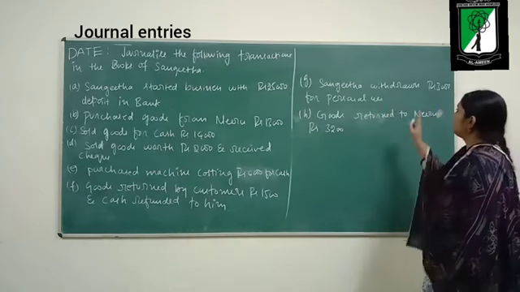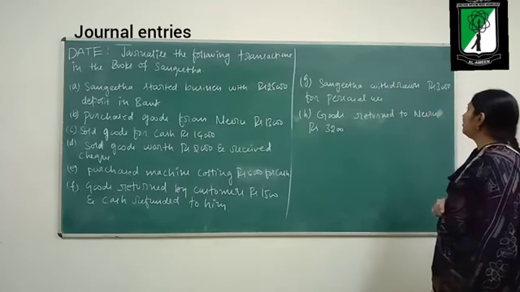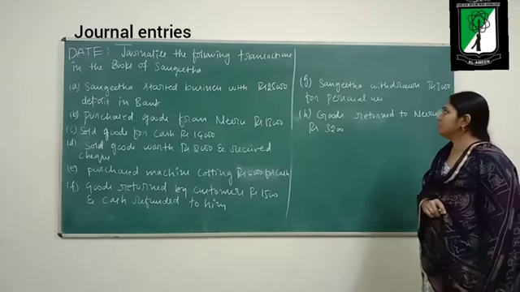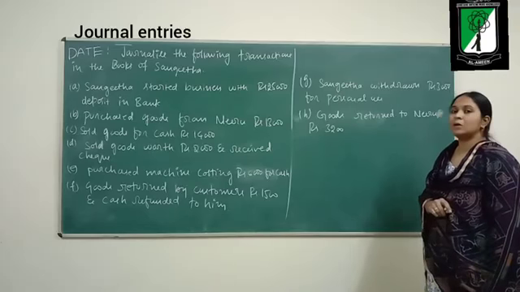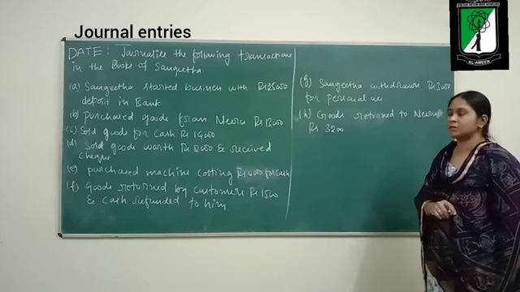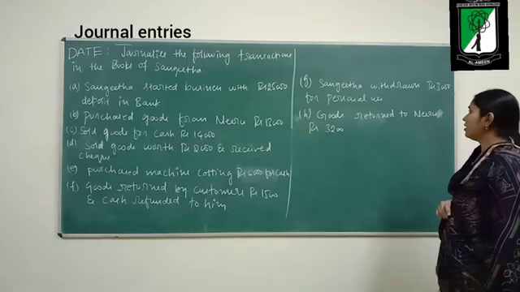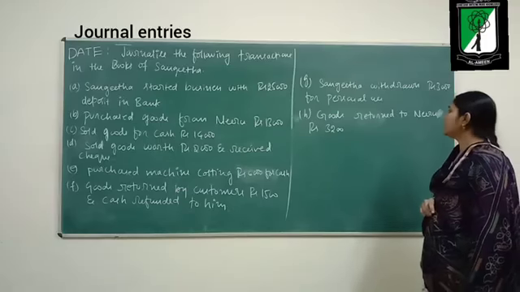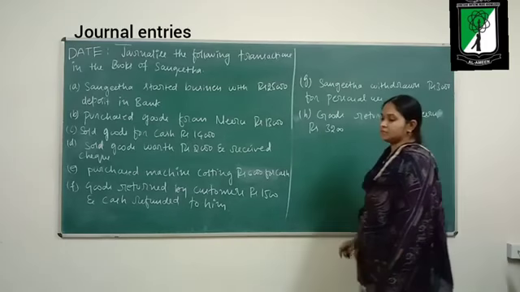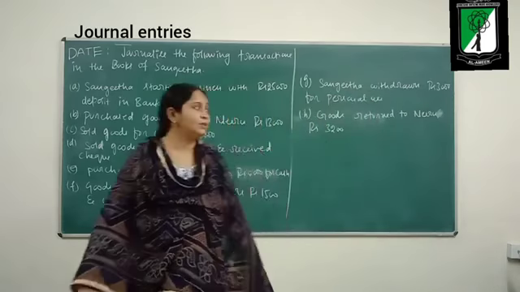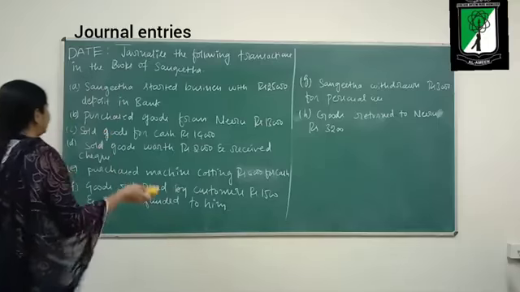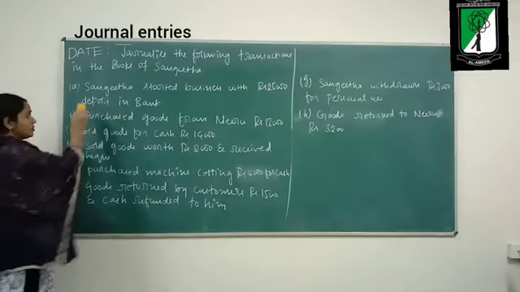Next, Sangeeta withdrew rupees 3,000 for personal use. Okay, next transaction: goods returned to Neeru, rupees 3,200. Okay, this is the question. I will rub the question off to solve the solution.